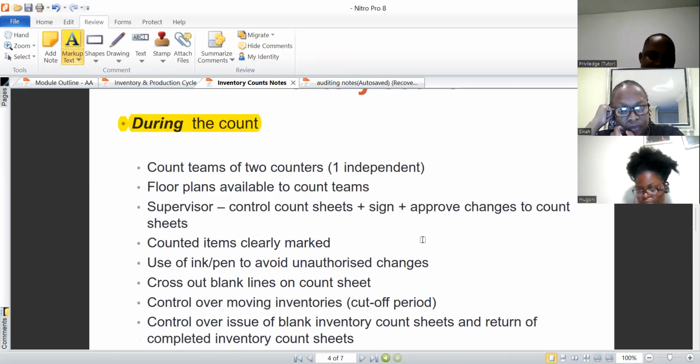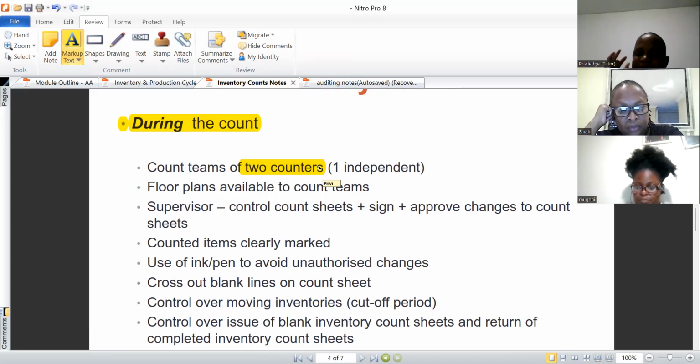So what happens during the count? We see count teams performing the count. Count teams are normally made up of 2. There's one person who is an actual employee of the company. The second one is somebody hired specifically for the purpose of the count. So there'll normally be 2 counters. But some organizations, depending on how big they are, might have 2 or 3 or even more.